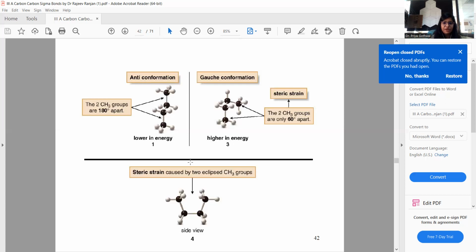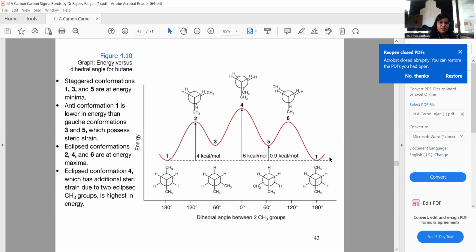And the third phenomenon is the steric strain caused by two eclipsed CH3 groups. The side view of this is shown here. So we can see the energy versus dihedral angle for butane. The dihedral angle between the two methyl groups is as shown. The staggered conformations 1, 3 and 5 are at energy minima, having a lower energy than the others.